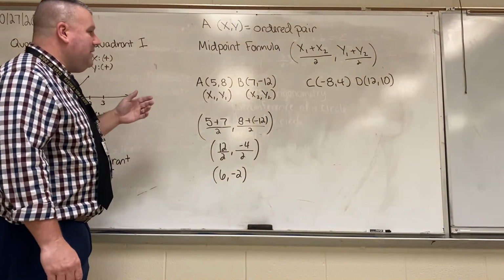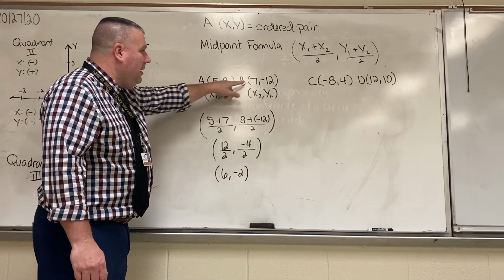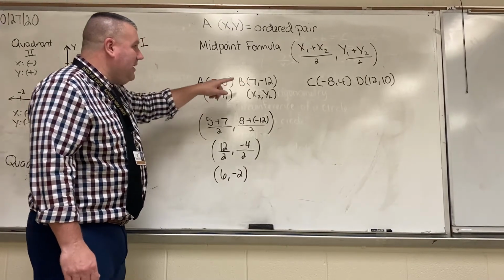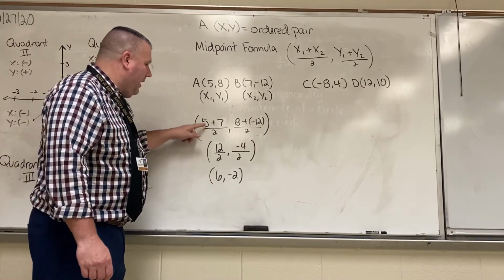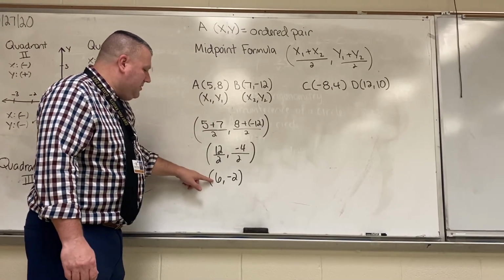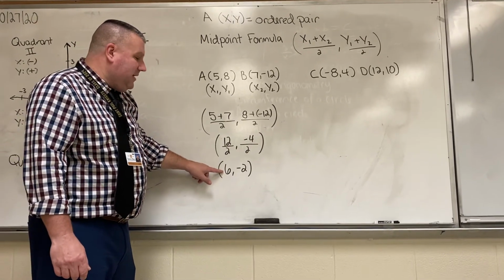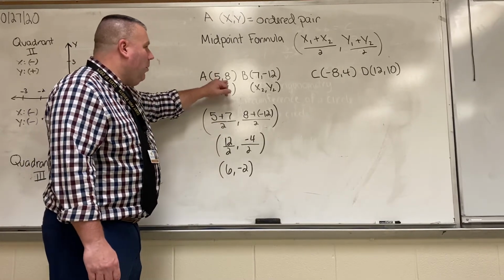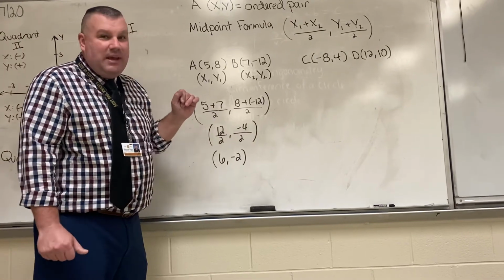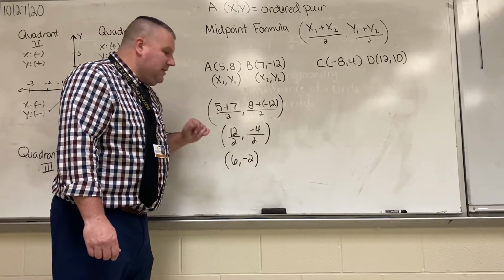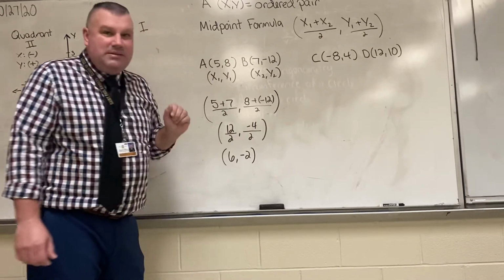Okay, so the formula states it's x1 plus x2 divided by 2. So we have 5 plus 7, x1 plus x2. Again, I'm following the formula here. 5 plus 7, okay, is 12, divided by 2 is 6. So the x-coordinate of the midpoint is 6. We'll look at the y's. 8 plus negative 12 is negative 4, divided by 2 is negative 2. So for these 2 points, A and B, the midpoint will be 6, negative 2.